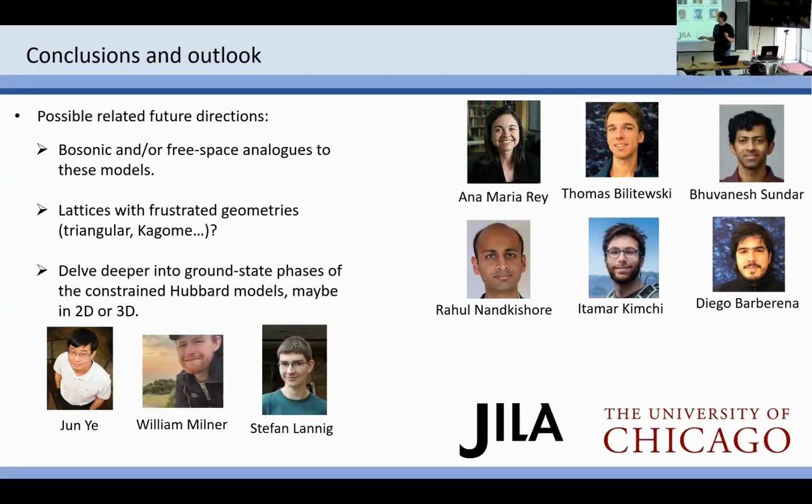As some possible future outlooks, you can think about bosonic or free space analogs of these sorts of models. In fact, spin orbit coupling in free space is, I would say, where these ideas originally started. You can also think about lattices with frustrated geometries, which people have been thinking about too, and maybe delve deeper into the ground state phases of the Hubbard models, maybe even in 2D or 3D.